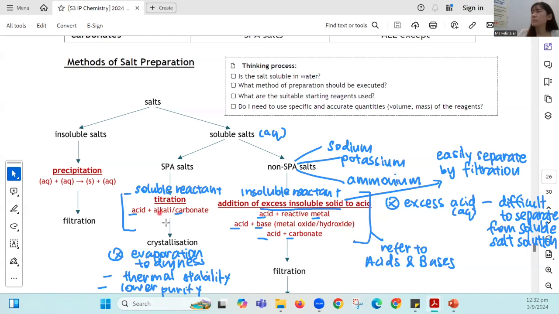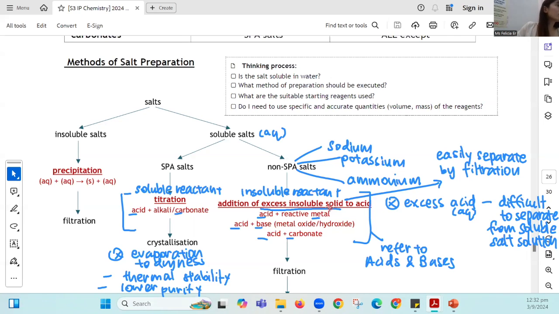Okay, so next would be for the insoluble solid to acid. This one you all know, right? We already said, use filtration to separate out the excess solid. Yes, Jeline.